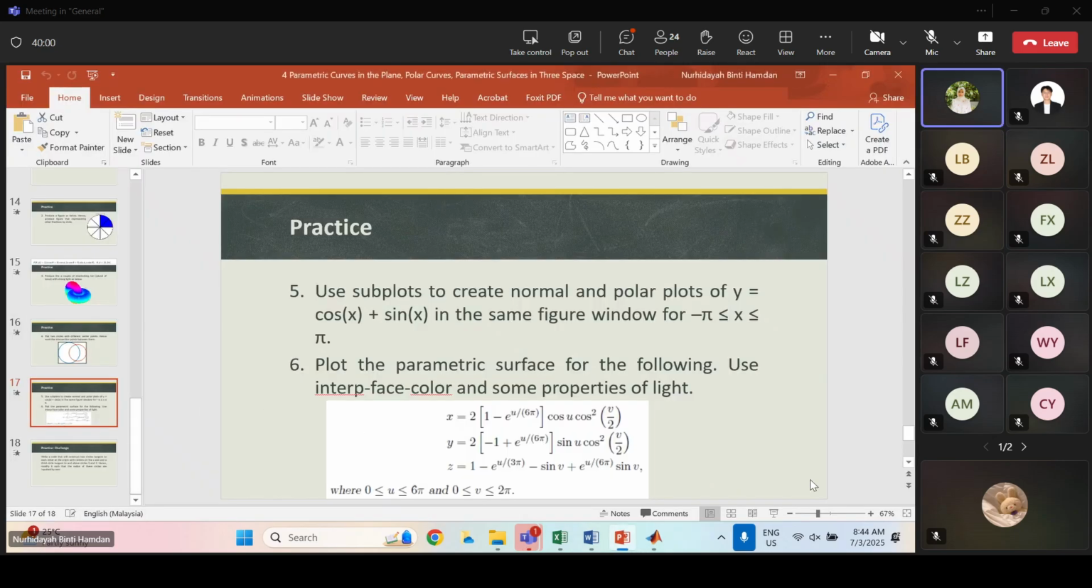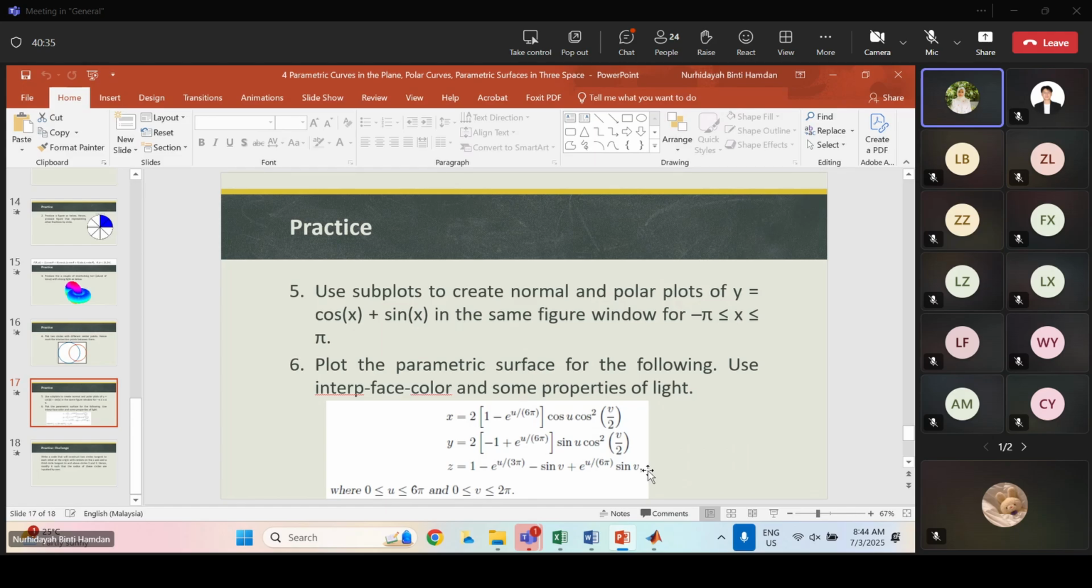Plot the parametric surface for the following. Use interpolation, phase, color, and some properties of light. This one is also quite easy, right? They already put U between 0 to 6 pi, V is 0 to 2 pi. Then we put X, this is the equation; Y, this is the equation; Z is the equation. After that, you can use the plot of the parametric surface Z. So you just plot X, Y, Z.